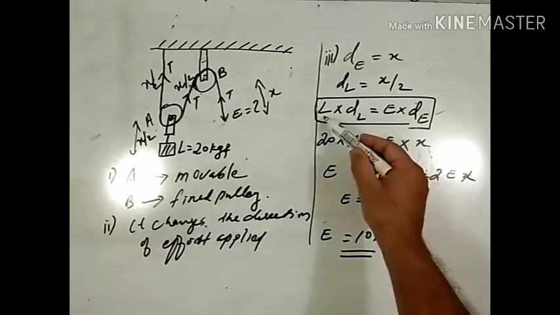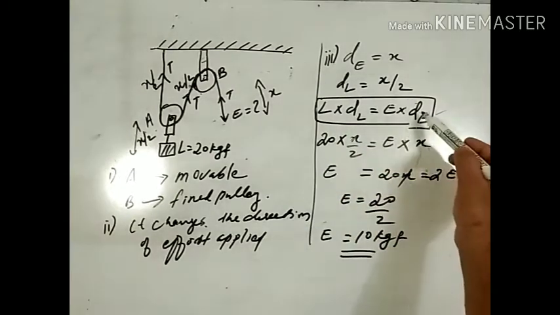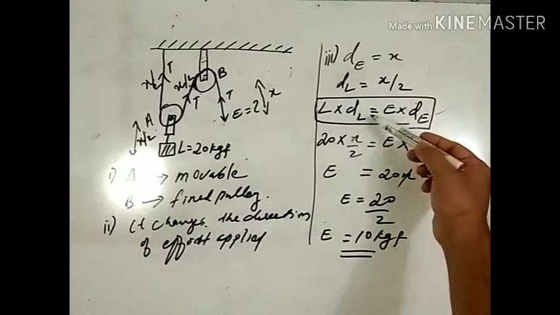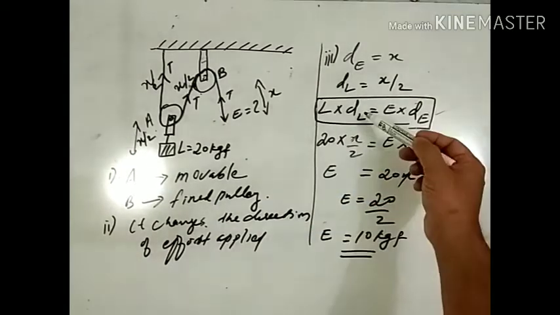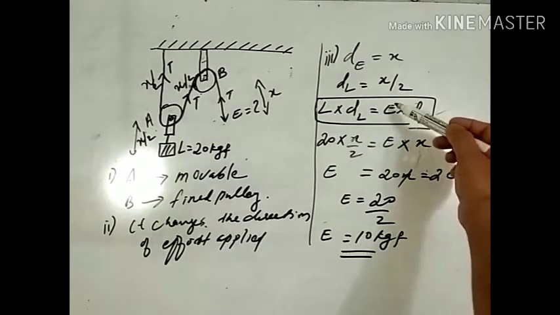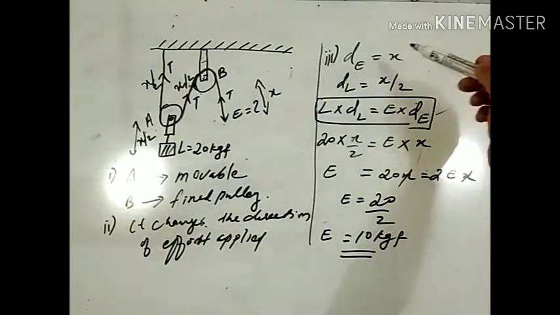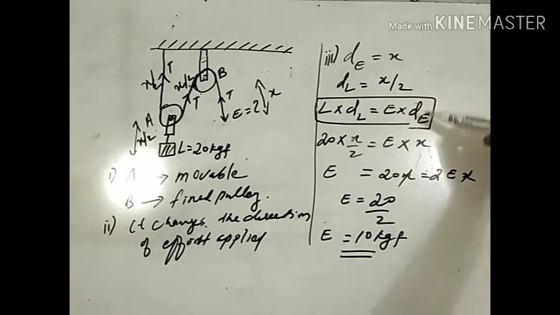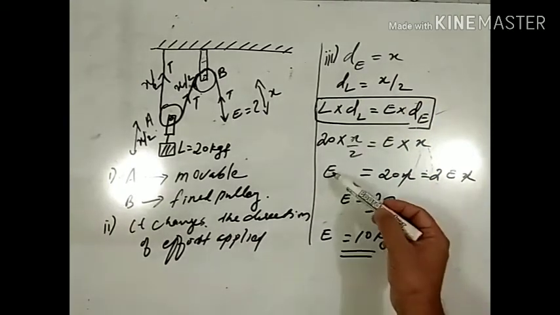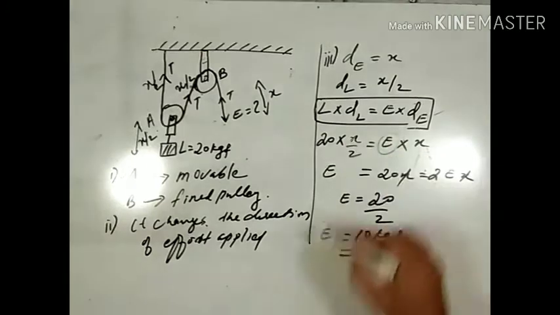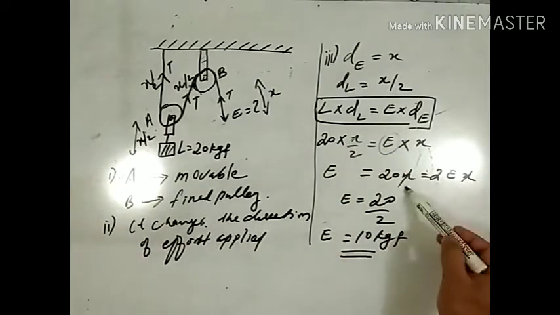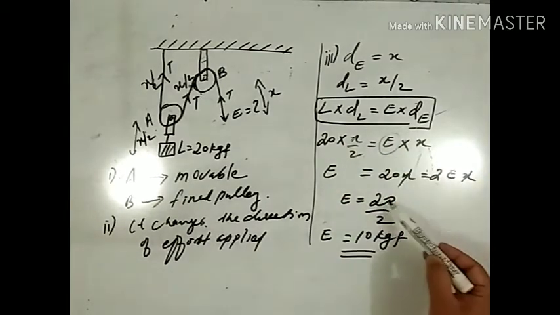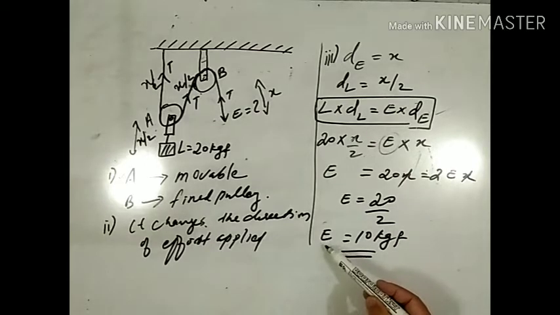We know the formula, load into displacement of the load is equal to effort into displacement of the effort. Substituting the values here, load is equal to 20, dL is equal to x by 2, and dE, we don't know, but dE is equal to x. So we want to find out effort: 20 into x by 2 is equal to E into x. Therefore E is equal to 20 by 2, and effort we are getting as 10 kg force. So the value of effort is 10 kg force. Steps are clear to you? Okay, right.